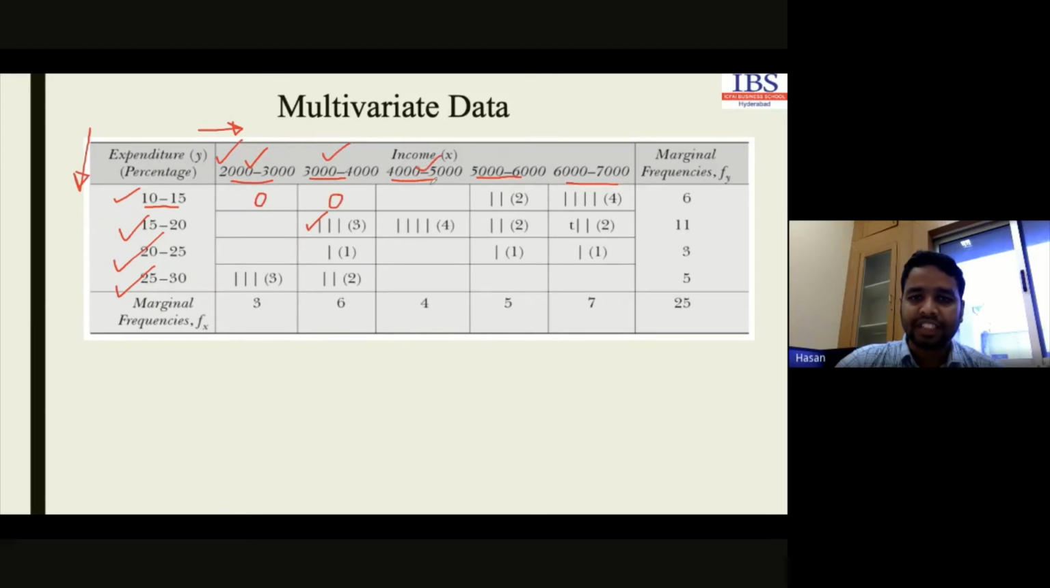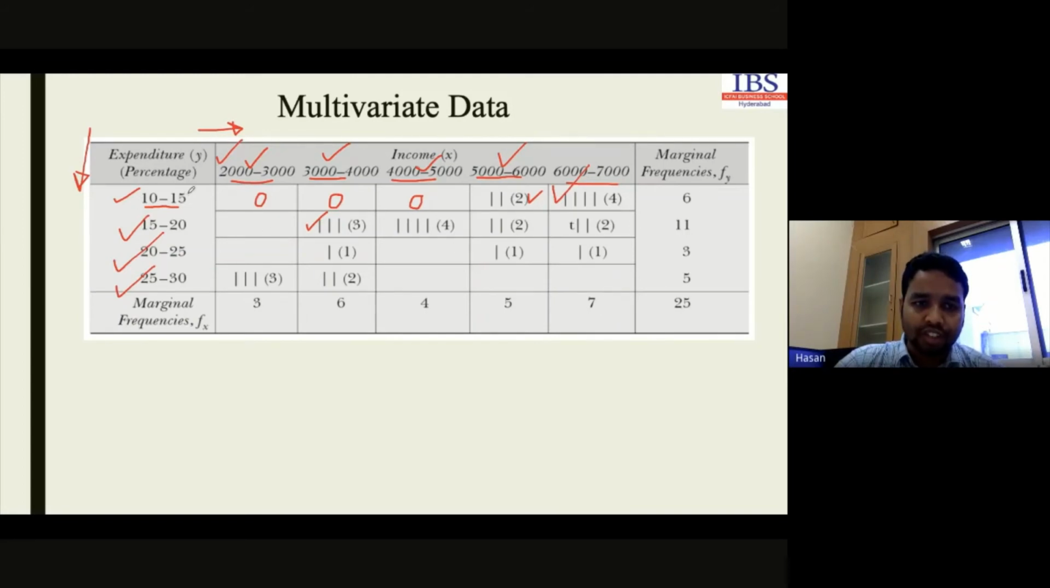Third income category, again no one, again 0. Fourth income category, 5000 to 6000, two families are there who spend 10 to 15% of their income for food. Similarly, for the fifth group, there are 4 families who spend 10 to 15% of their income for food. So in this way, we have just drawn the table.